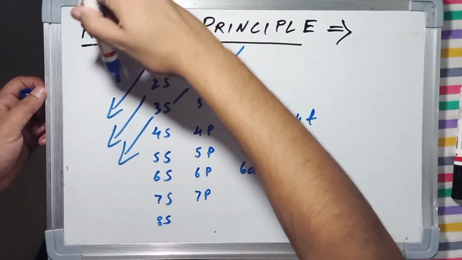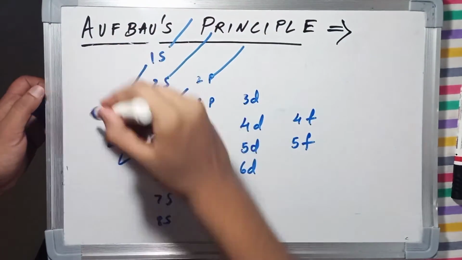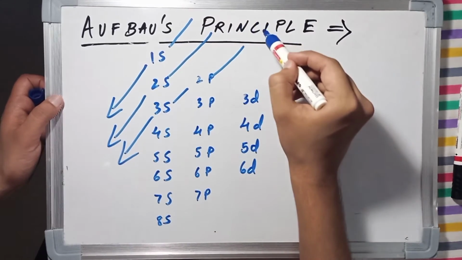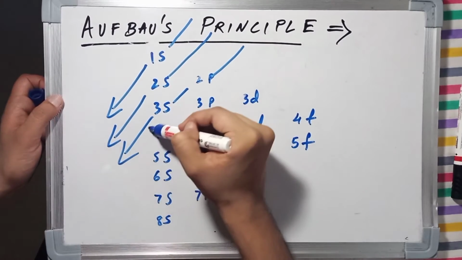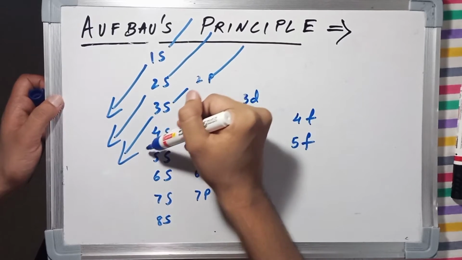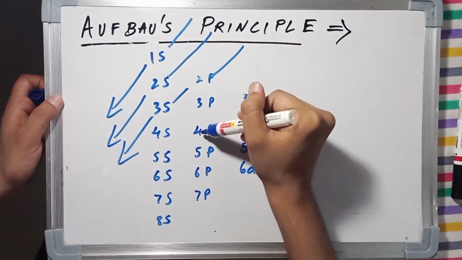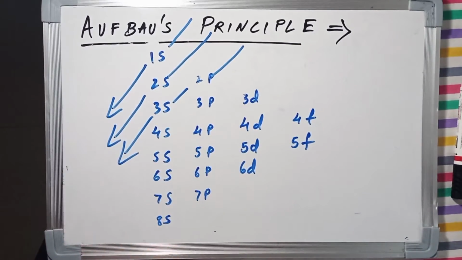From 1s, the arrow goes backwards, then 2s, then again backwards, in between 2s and 3s, to hit 2p, then 3s, goes backwards and will hit 3p, and now 4s, and will again go backwards and hit 3d, 4p, 5s. This is the sequence. So that is all about Aufbau's principle.